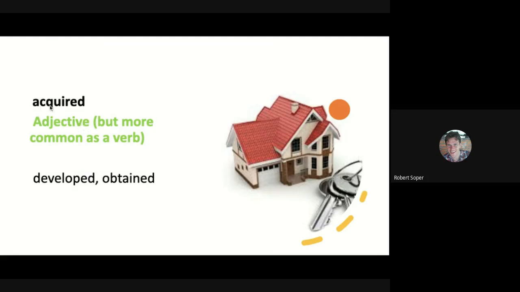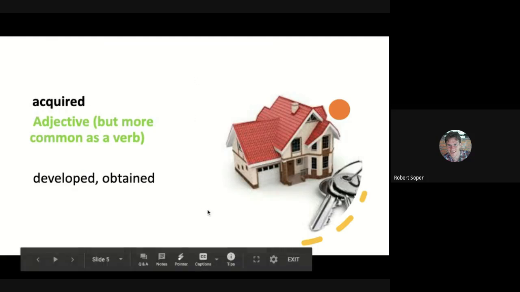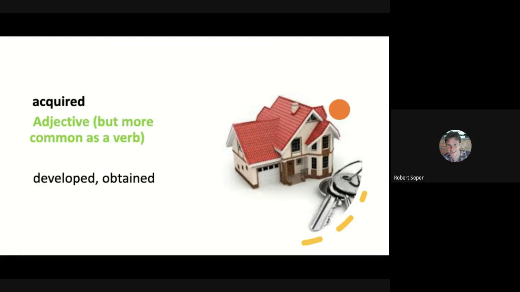How would you use acquired as a verb? Well, you usually use it as a verb to say you've developed or learned a skill. Sometimes we use it to say we got something too. So we could say something like the couple acquired their first home. That basically means the couple got their first home.